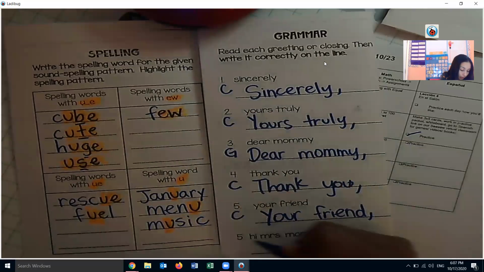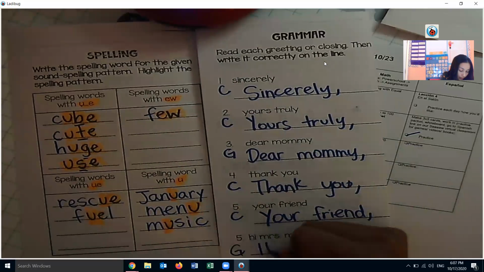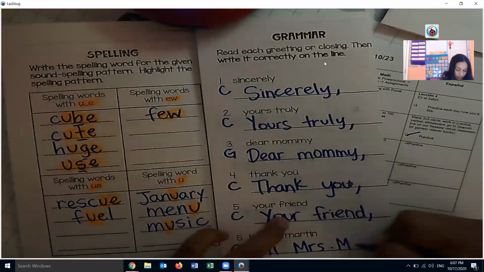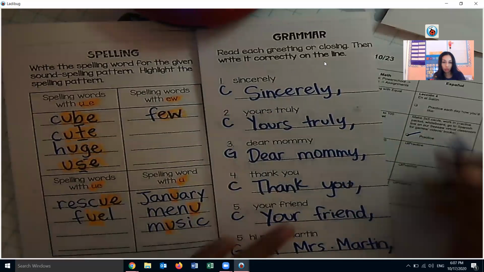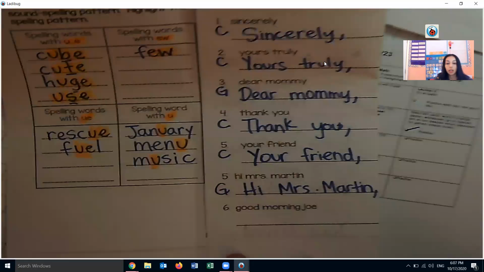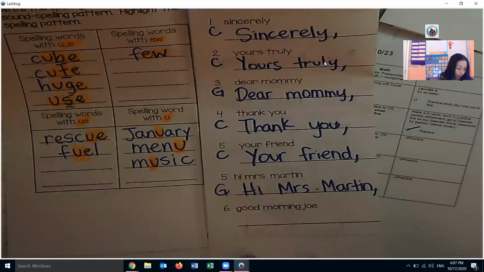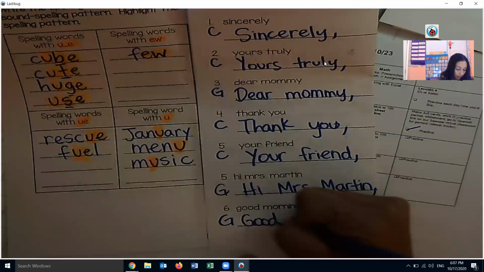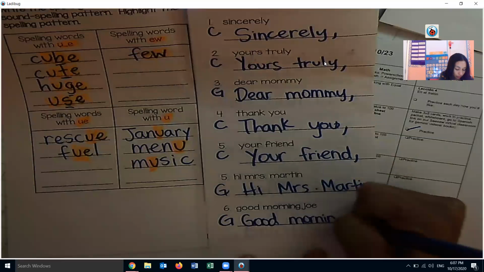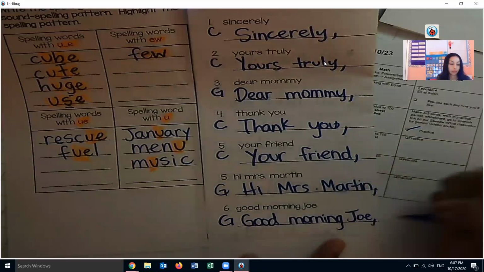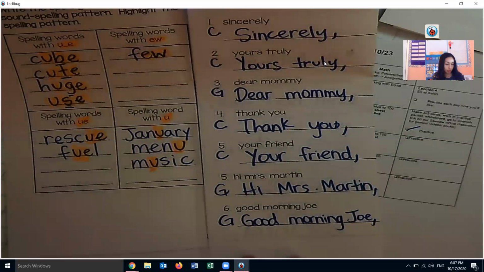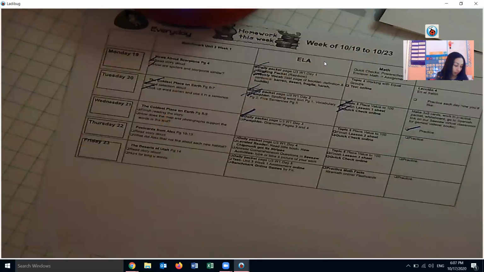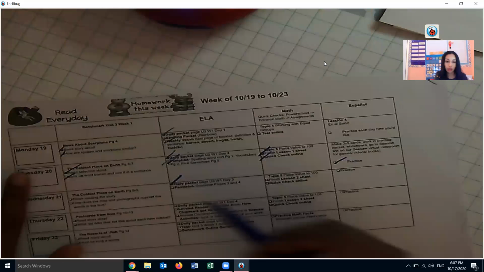Hi, Mrs. Martin, that would be a greeting. Hi, Mrs. Martin, comma. Switch it up a little bit. Good morning, Joe, that would be a greeting. Good morning, capital Joe, comma. Okay, so that is our grammar on our pamphlet, pages 3 and 4.